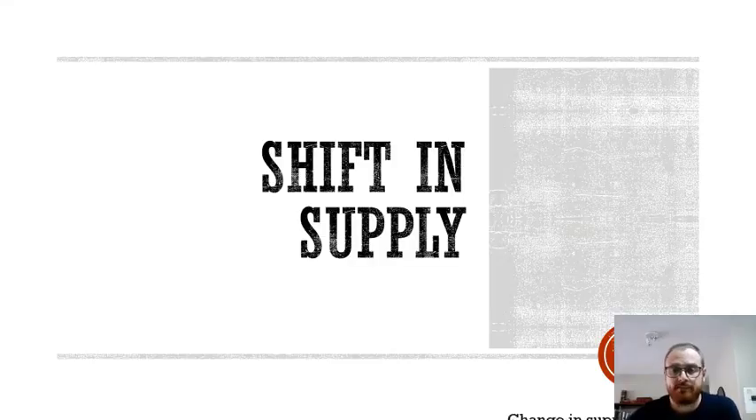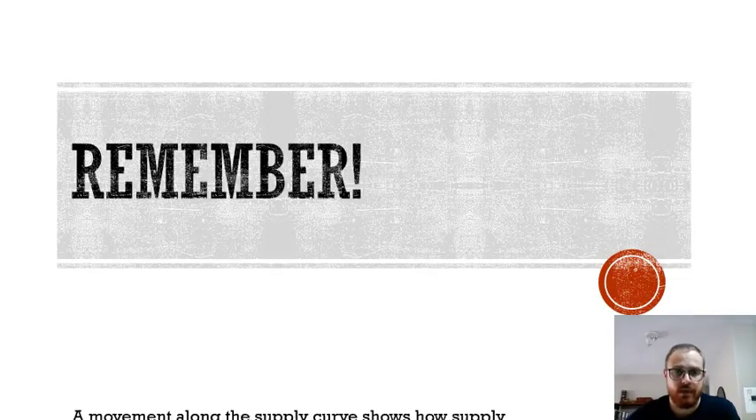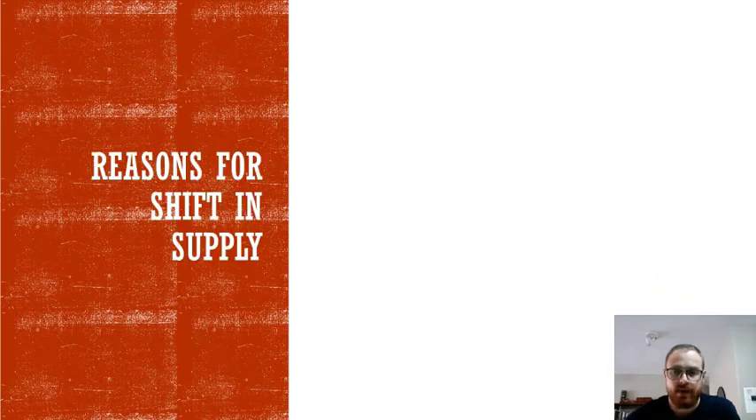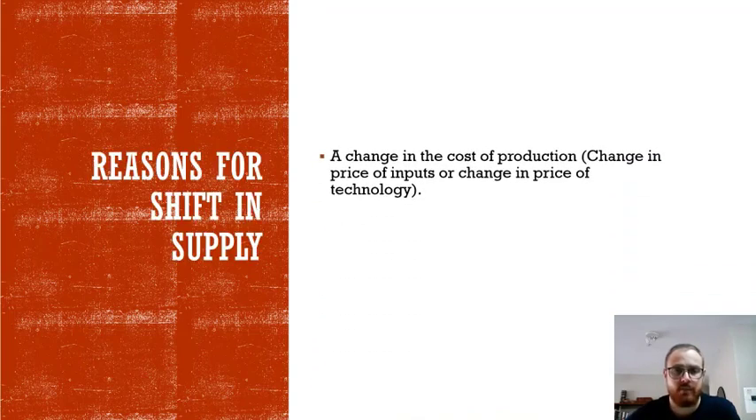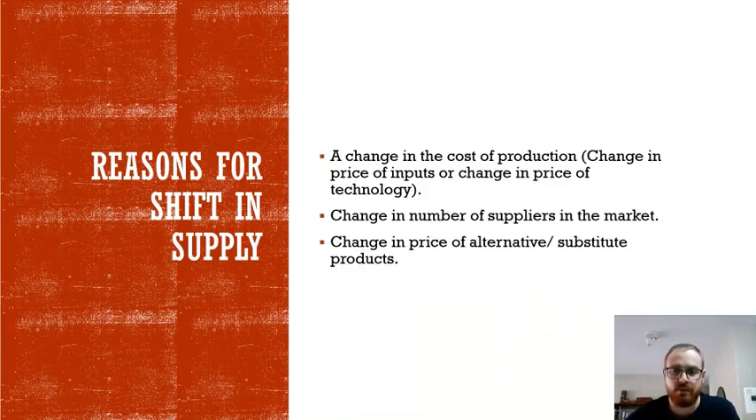Right, shift in supply. Okay, so change in supply without a change in price. Remember, guys, movement in supply was because of a change in price. A shift in supply, there's no change in price. Don't get confused. Once again, remember, movement along the supply curve shows how supply changes with a change in price. But we are looking at a shift in supply. So reasons for shift in supply. A change in the cost of production, change in the price of inputs, or change in price of technology. Change in the number of suppliers in the market, change in the price of alternative or substitute product.